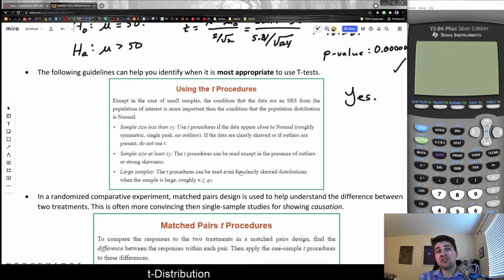And when you do have small sample sizes, it's still okay to use t. You just want to be a little bit careful that the data is roughly normal. Again, the smaller it is, the more normal it needs to be. This is not a perfect rule, just a rule of thumb to know when to use it.